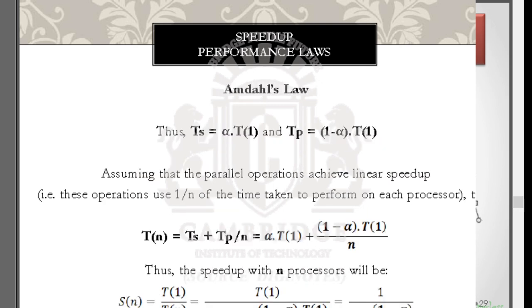So Amdahl's law is given by Ts is equal to alpha into T of 1 and Tp is equal to 1 minus alpha into T of 1. So here we are assuming that the parallel operations achieve linear speed up. So T of n is equal to Ts plus Tp divided by n, that is equal to alpha into T of 1 plus 1 minus alpha into T of 1 divided by n. Thus the speed up with n processors will be given by this particular equation.